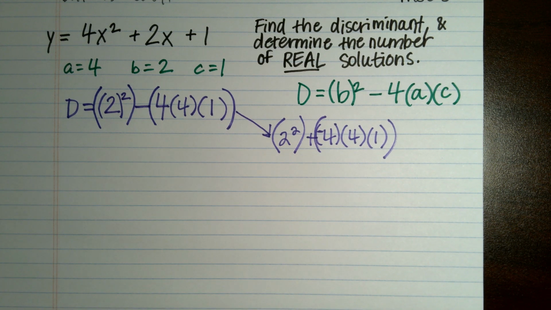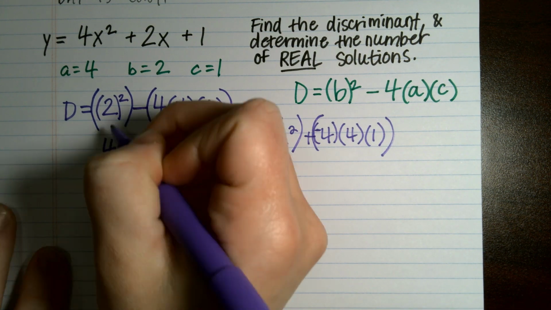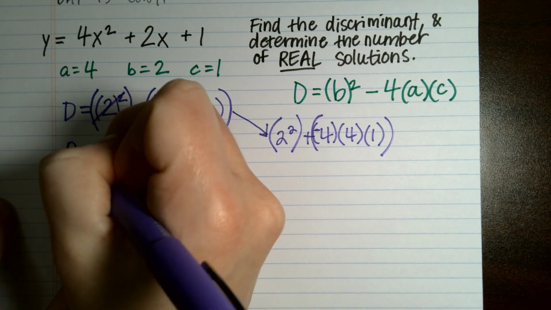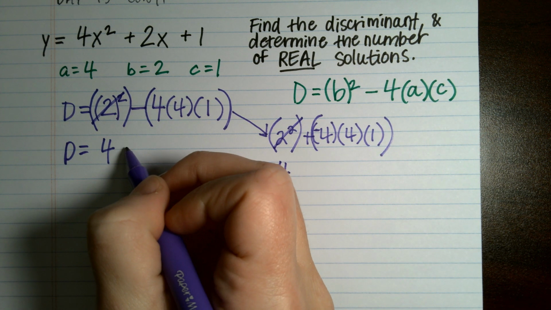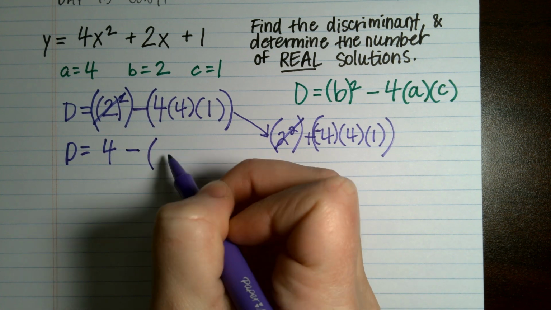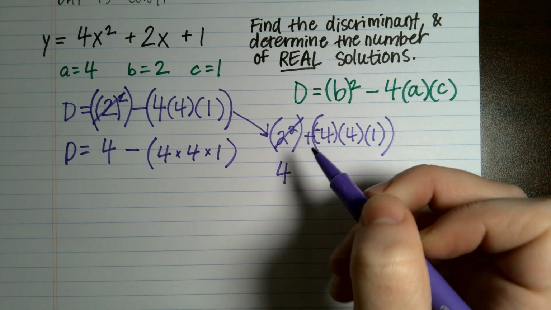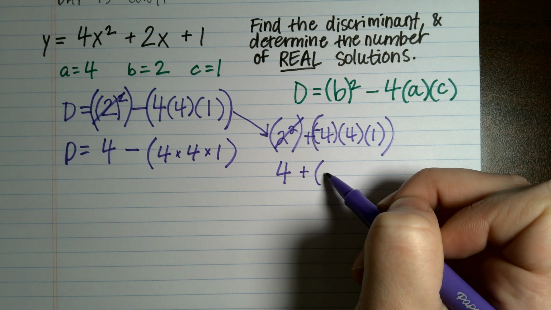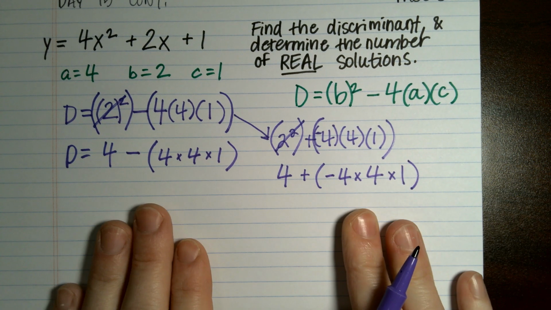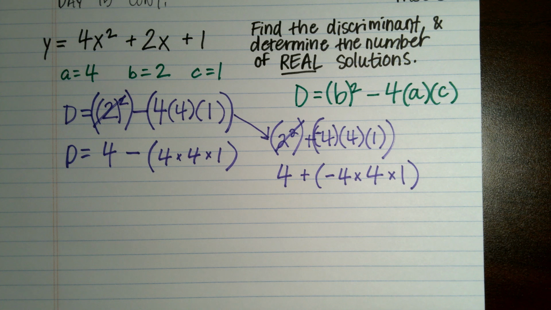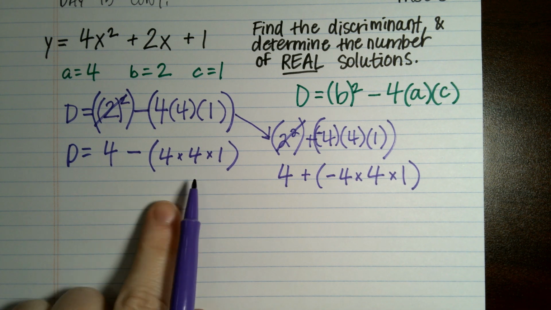Okay, so here, let's do it all together. First, what is 2 squared? 4. Okay, so I'm gonna cross that off, and I'm gonna do it to both of these. So we could either think of it as minus 4 times 1, or plus -4 times 4 times 1. I think this will make more sense when we see the answer written out and we show how they're the same.